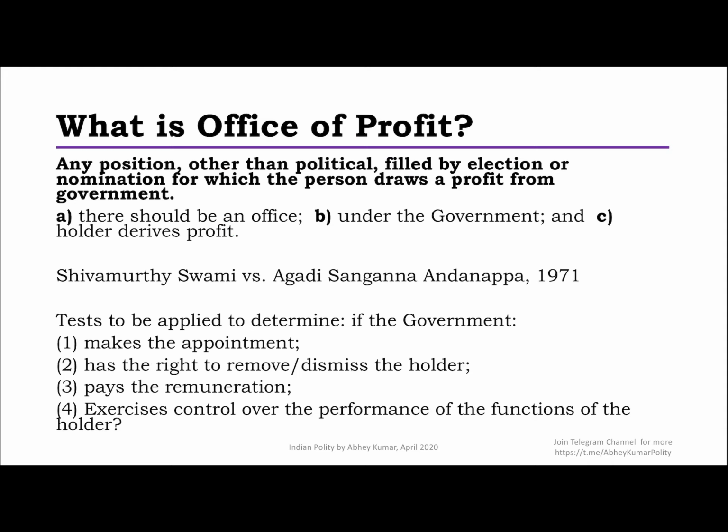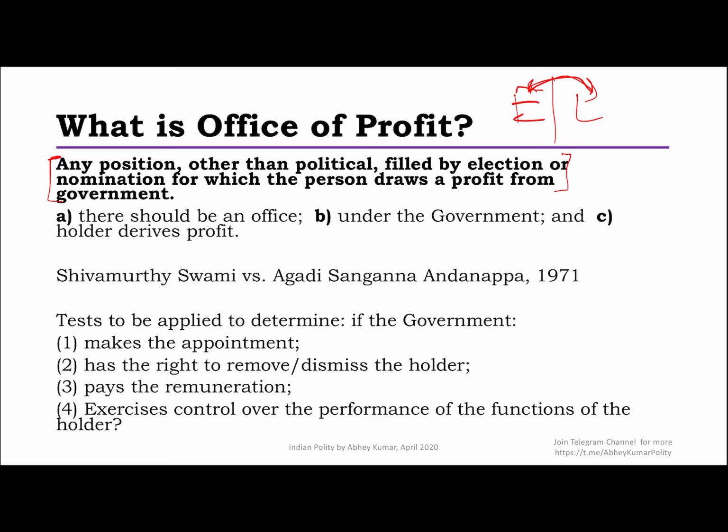The concept of office of profit essentially comes from the idea of separation of power, especially the separation between the executive and the legislature. The members of the legislature shall not hold any post in the executive, else there will be a conflict of interest.